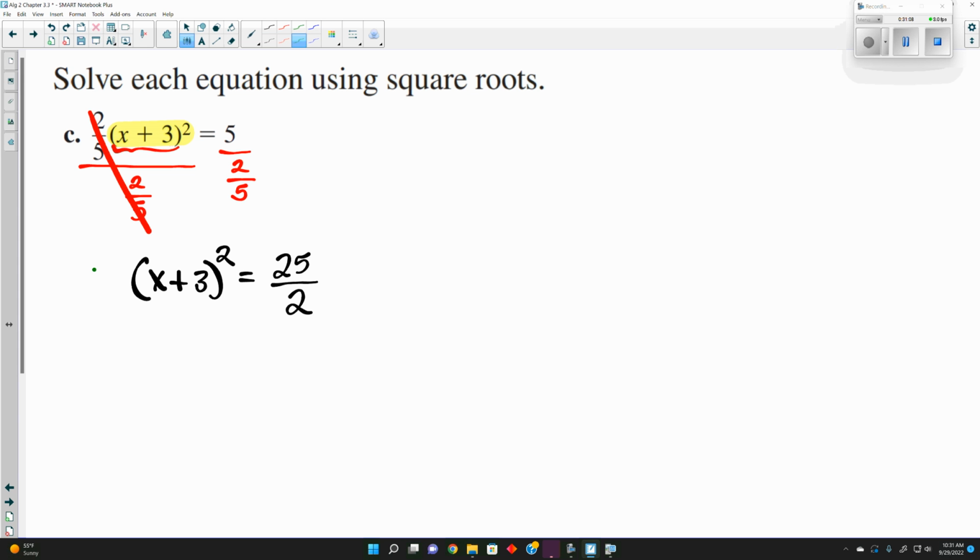Now that we've got this set of parentheses by itself, we're going to square root both sides. Because if we take the square root of something that's being squared, the square and that square root will cancel out, leaving us with x plus 3. We could drop the parentheses at this point. Now we do need to simplify the 25 over 2.